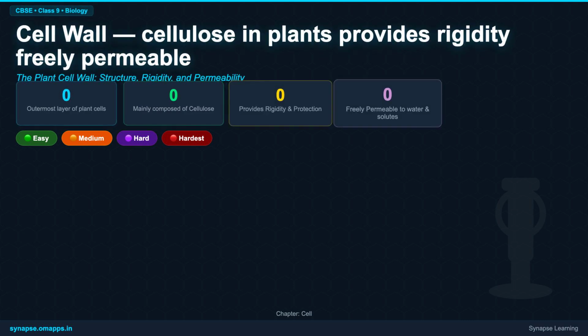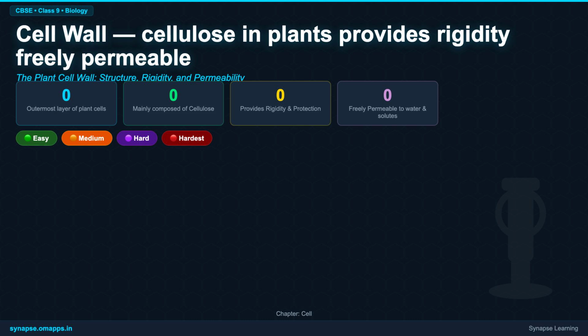Hello, future biologists. Welcome to an exciting journey into the microscopic world of cells. Today, we are diving deep into a crucial component of plant cells, the cell wall. We'll explore how cellulose provides rigidity and why it's freely permeable.